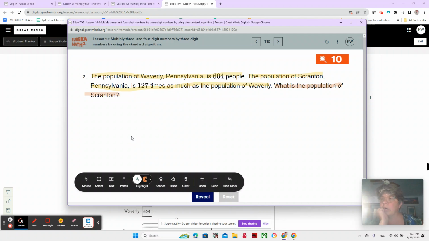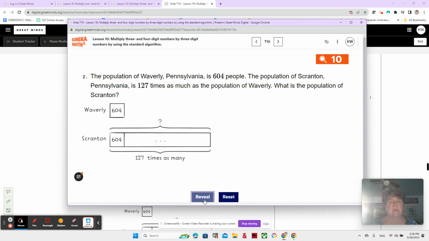Okay, what could you draw? Go ahead and draw something that could show you that. Can you make a tape diagram? Let me show you the tape diagram that the book made. Waverly, 604. Scranton, 127 times as many. We're definitely not going to write 604 127 times, are we? Right? So we put our unit and 127 there. Okay, excellent.